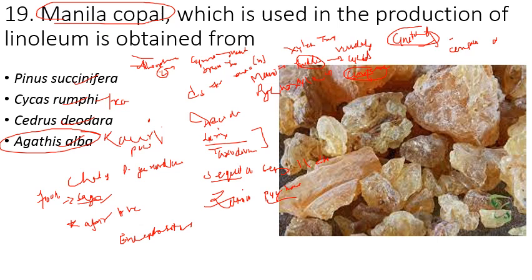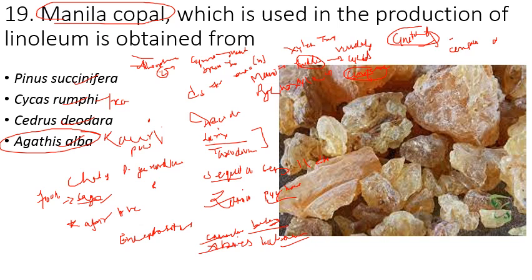Then we obtain another essential products like we have resin, rosins. There is one resin substance that is called Canada balsam. Canada balsam. It is used for preparation of permanent slide. It is used as a fixative. It is obtained from Abies balsamea. So it is obtained from Abies balsamea.